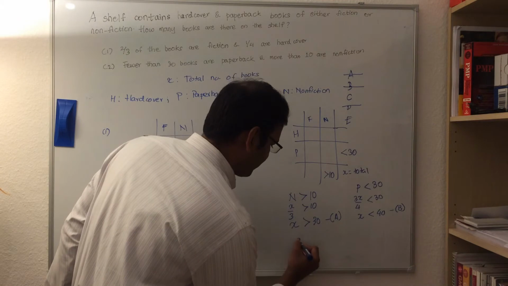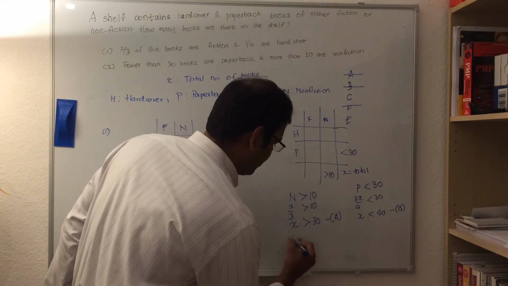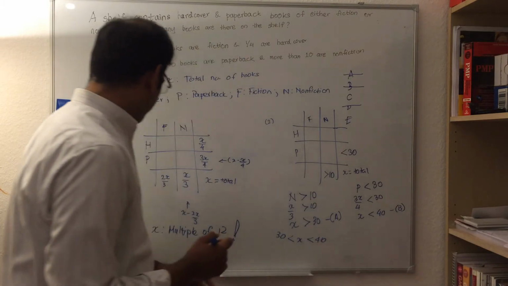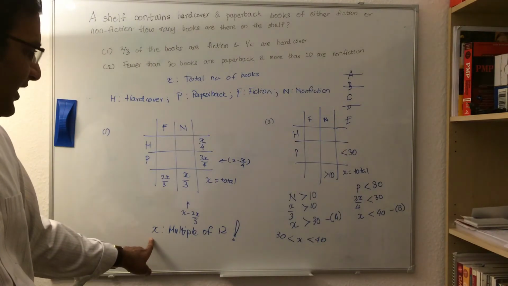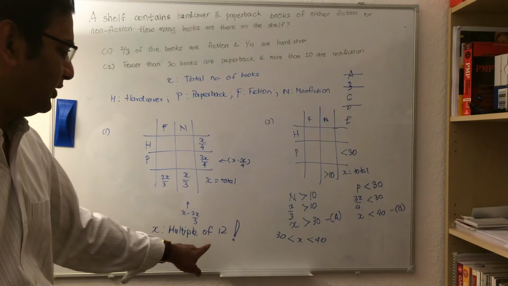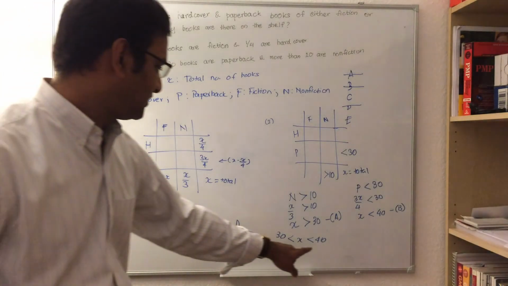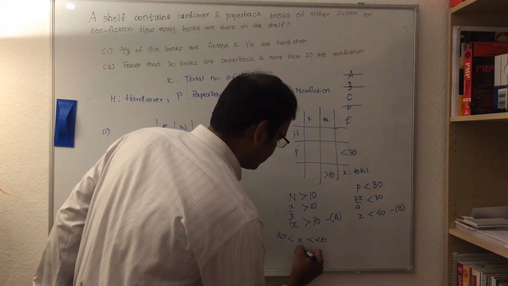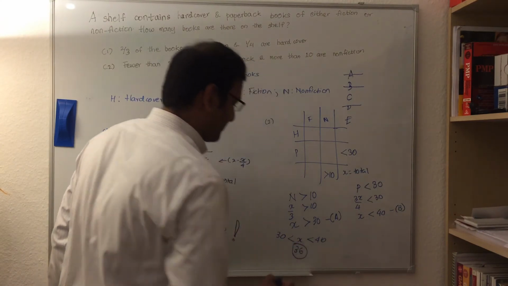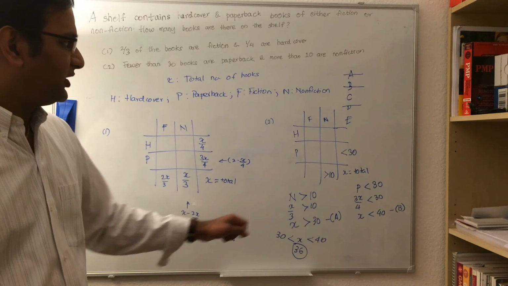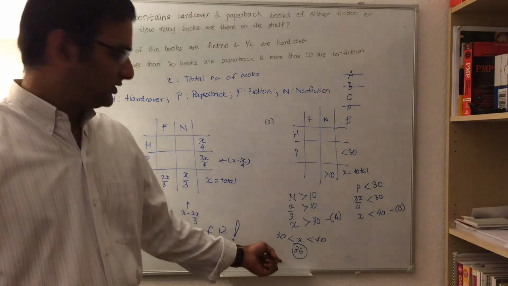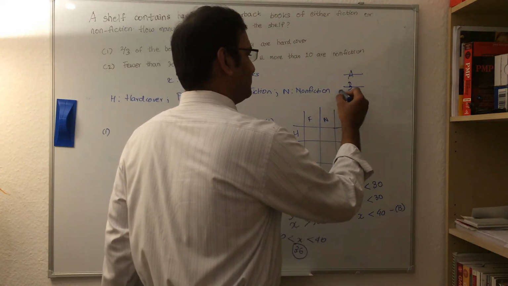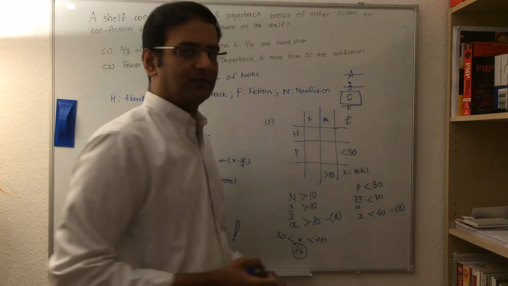Taking A and B together, we could rewrite x in a range. So x lies anywhere between 30 and 40. We also know from inference 1 that x has to be a multiple of 12, and the only value of x that falls in this range and is a multiple of 12 is 36. Using both the statements together, we could compute a unique value of x that helps us answer the question. So the answer is C.